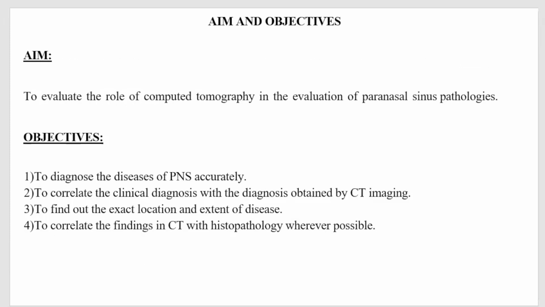Aims and objectives. The aim is to evaluate the role of computed tomography in the evaluation of paranasal sinuses. Objectives are: first, to diagnose the diseases of PNS accurately; second, to correlate the clinical diagnosis with the diagnosis obtained by CT imaging; third, to find out the exact location and extent of the disease; and fourth, to correlate the findings in CT with histopathology whenever possible.